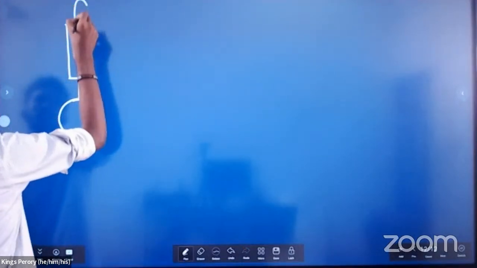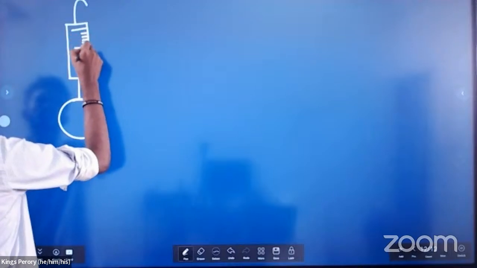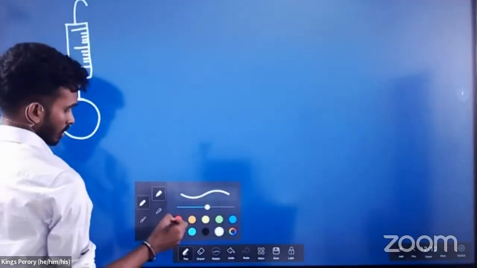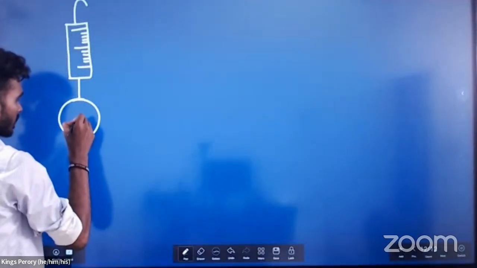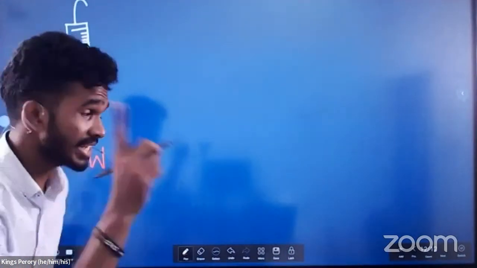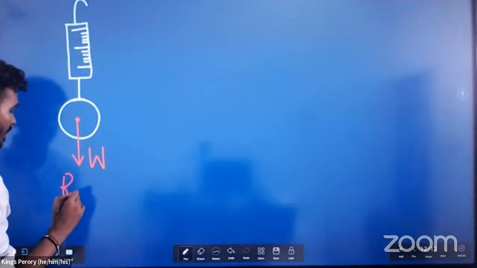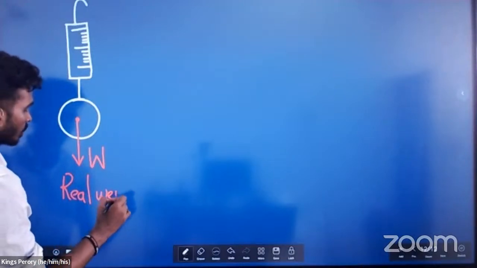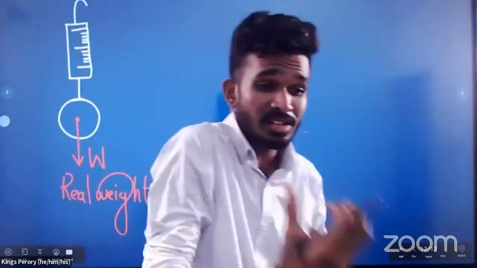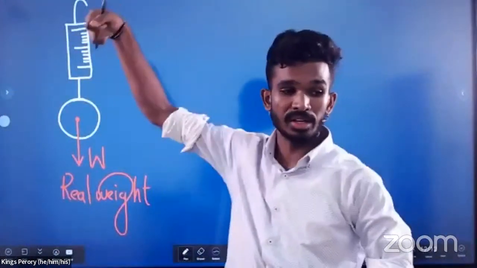Newton spring balance. Using a Newton balance, I can measure the weight. It will have a certain weight. That weight is called real weight. What is that weight called? Real weight. Hang it, and the weight there is the real weight.